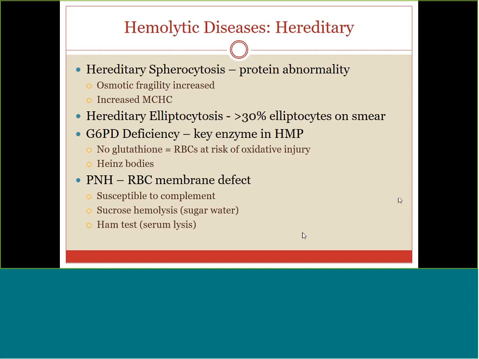So that enzyme is a very key place in the hexose monophosphate pathway. Remember, the hexose monophosphate pathway is the one that gave us glutathione to protect our red cells. Well, if you are missing this enzyme, you're not going to make glutathione, and your cells are at very high risk of oxidative injury. So if that person was put on any sort of medicine or drugs that can cause oxidative damage to the red cells, that's what will cause their hemolysis.